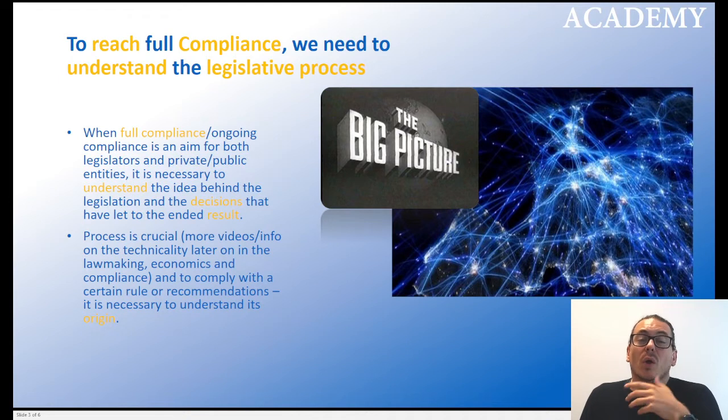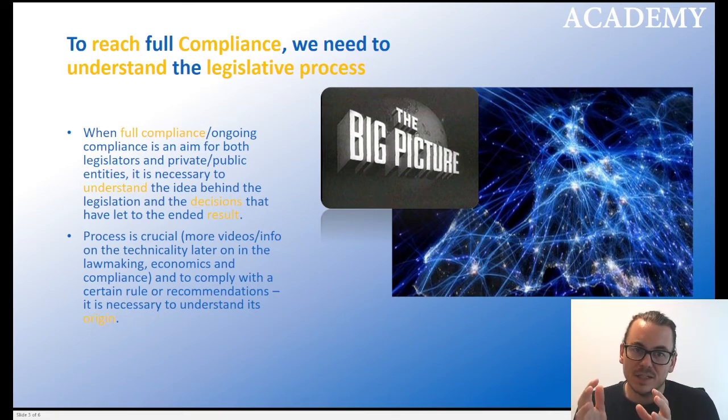So, to reach full compliance, it is essential that we understand what we're complying to. And to understand what we're complying to, if we're looking at the legislation, because the subject is law and compliance, what is the origin of the law? We need to understand the decision making that the lawmaker, the legislator, has made to really fully grasp our compliance commitment and the requirements that the lawmaker actually wants us to comply with.